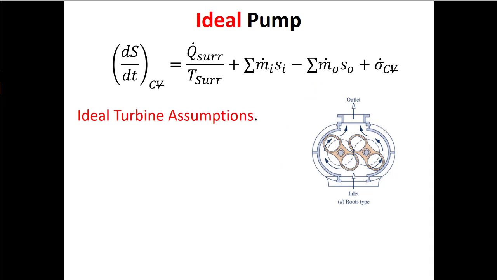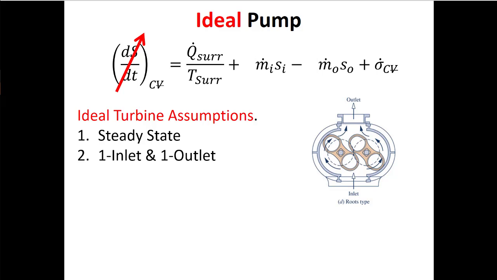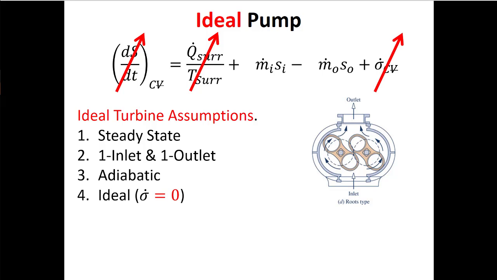Now, for the ideal pump, it looks like this. It's very similar. Remember we said before, for pumps and turbines we make the same assumptions. So for the ideal pump, we're going to say that it's at steady state, with one inlet and one outlet. Remember we said that ideal pumps are adiabatic. Even for real pumps, we're generally going to assume that the heat transfer term is much less than the power term. And if it's ideal, sigma dot is also zero, just like the turbine.